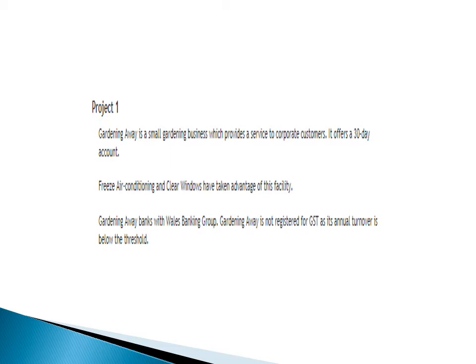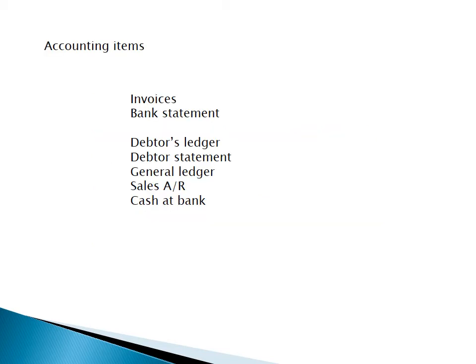Gardening Away banks with the Wales Banking Group, and it is not registered for GST. And the two credit customers are Freeze Air Conditioning and Clear Windows. You're going to use the invoices and the bank statement that the business has received from the bank to record the transactions in the debtors ledger, the debtor statement, the general ledger, the sales account and the cash at bank.